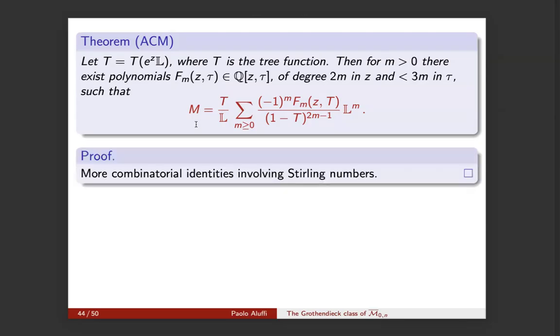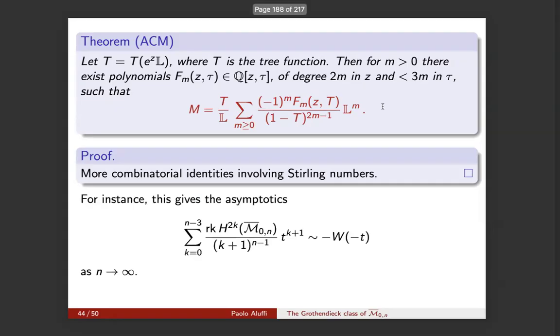No, this is more combinatorial identities that involve Stirling numbers, and these polynomials are very interesting to look at. I think they would deserve to be studied a little further. One thing that this gives is asymptotics, so this tree function, the negative Lambert W of negative t, goes like this. As n goes to infinity, it will look like this particular series.